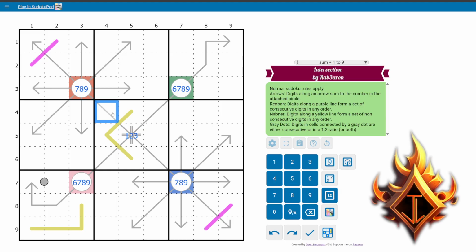Well, kind of. 4, 5, 6, 7, 8. But then this one, yeah, maybe that's worth marking. I don't know. Probably not.